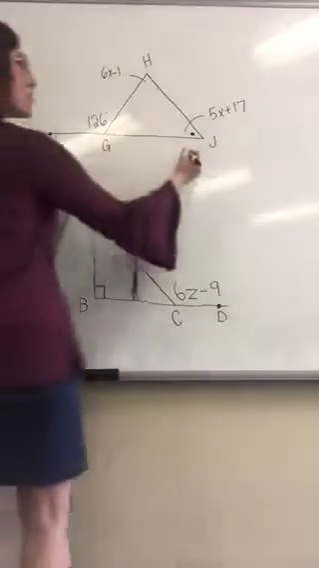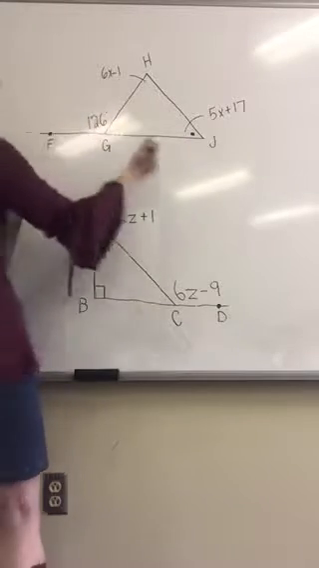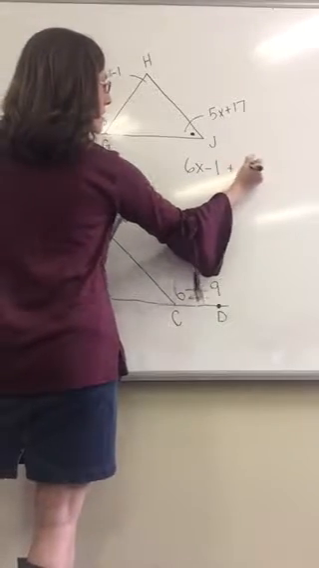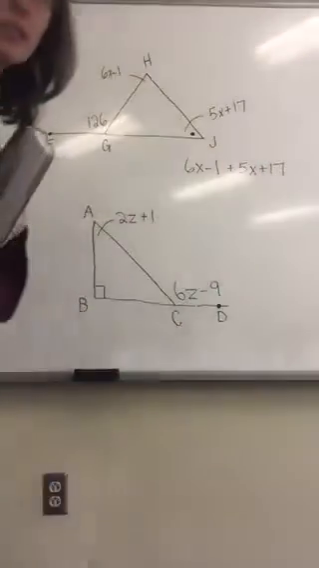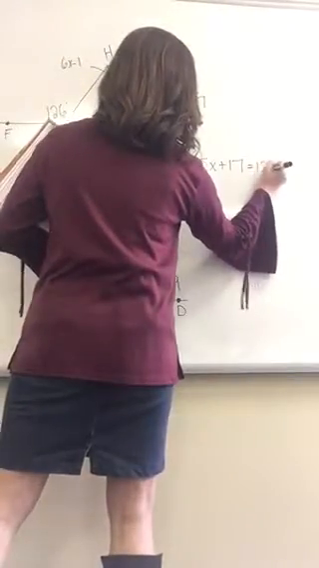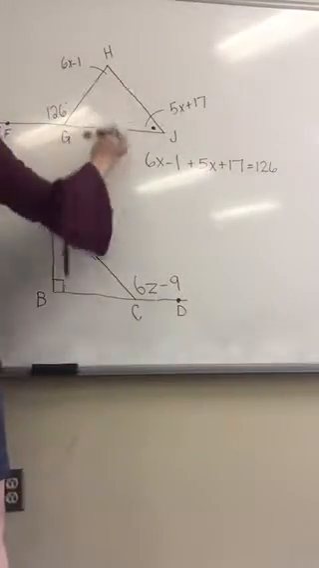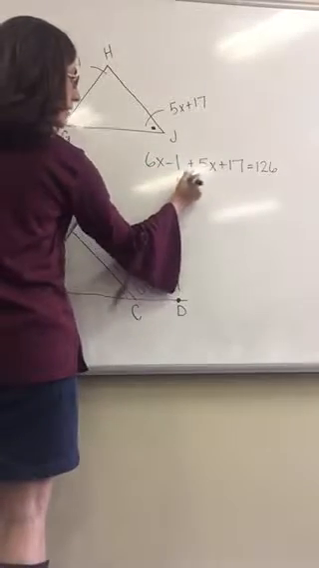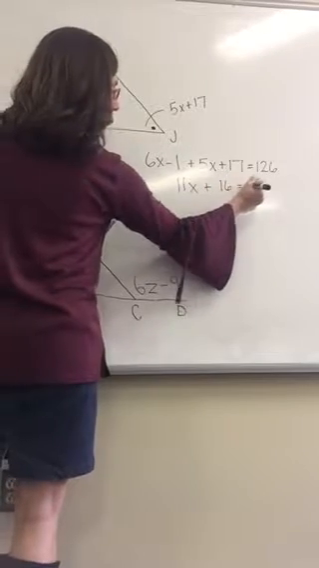So we're just going to do simple algebra here. We've got to say angle H plus angle J equals this exterior angle. So here's how we're going to set it up: 6x minus 1 plus 5x plus 17 equals 126. Now let's talk about why I did that. Here's my 126. Here are my two angles that I add up that are going to equal that. So now let's simplify. We've got 6x plus 5x is 11x. We've got negative 1 plus 17 is 16, equals 126.